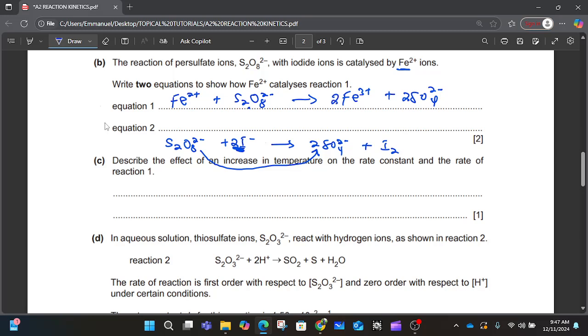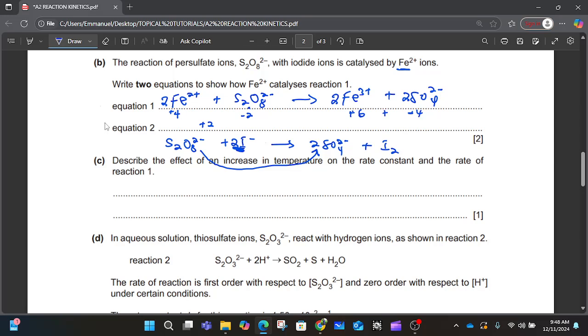If we put 2 moles here, 2 moles here in order to balance the charges, we can see that at the Fe2 plus side, we have 4 positive charges here and then negative 2 charges here. When you add the 2 together, you get plus 2. At the product side, we have positive 6, and then for this, we have minus 4.